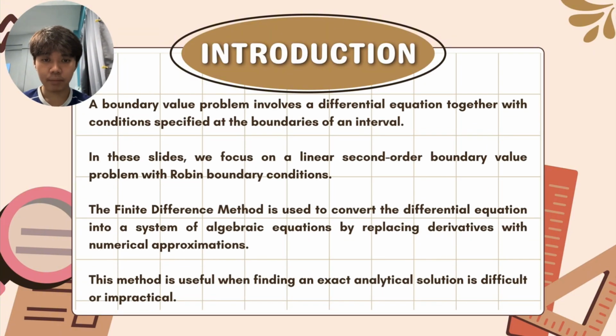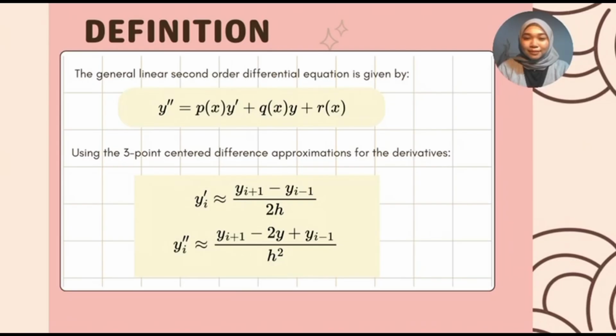A boundary value problem involves a differential equation together with conditions specified at the boundaries of an interval. In these slides, we focus on a linear second-order boundary value problem with Robin boundary conditions. The finite difference method is used to convert the differential equation into a system of algebraic equations by replacing derivatives with numerical approximations. This method is useful when finding an exact analytical solution is difficult or impractical. Now, let's look at the actual mathematical formulas we use to make this substitution.